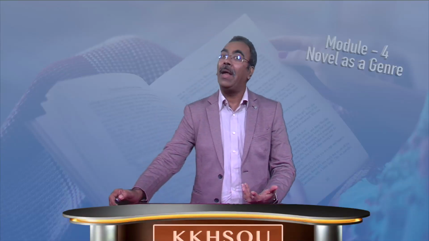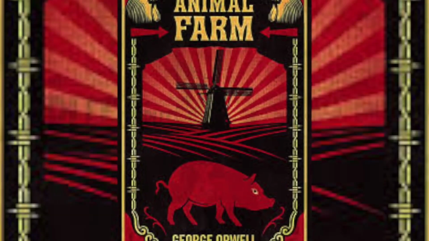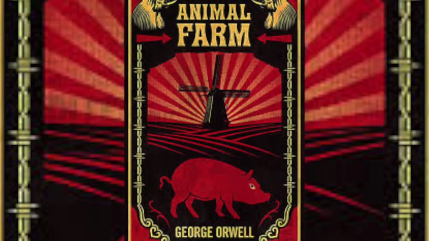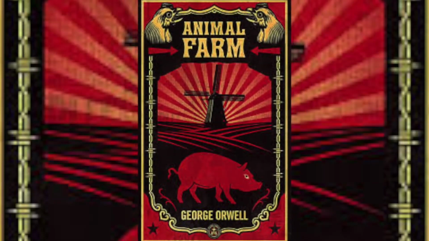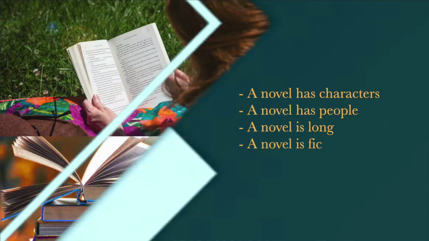We also have fables. For example, we have a novel called Animal Farm by George Orwell, where we have animals as characters. But they are not the thing through which we can define a novel in a general sense. Generally, a novel has characters, has people, and is long, fictional, and written in prose.